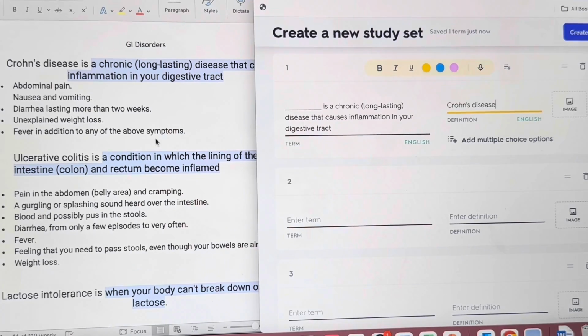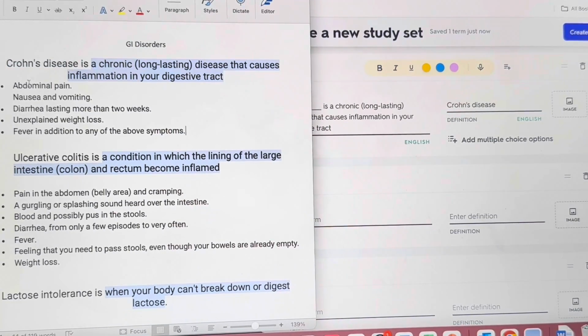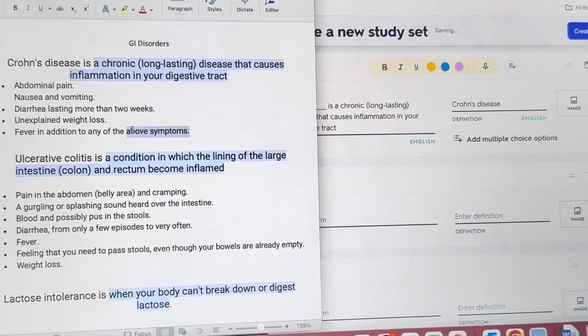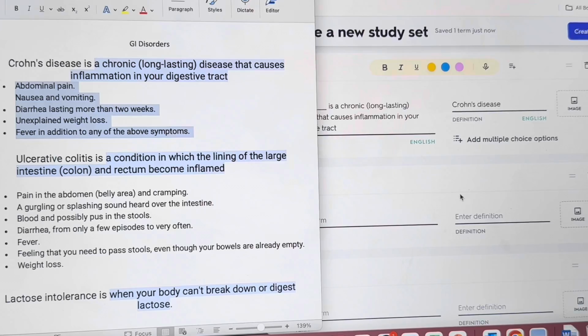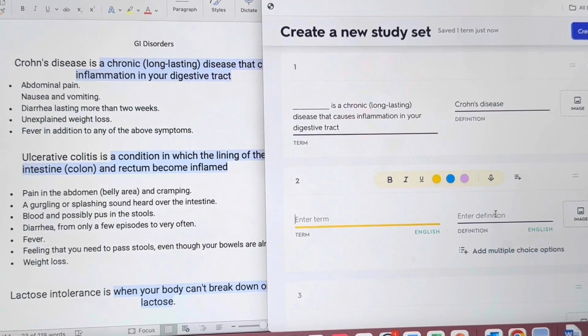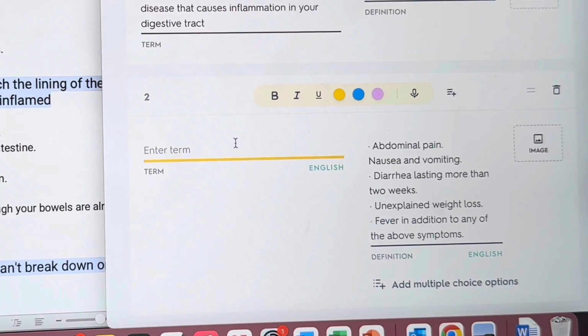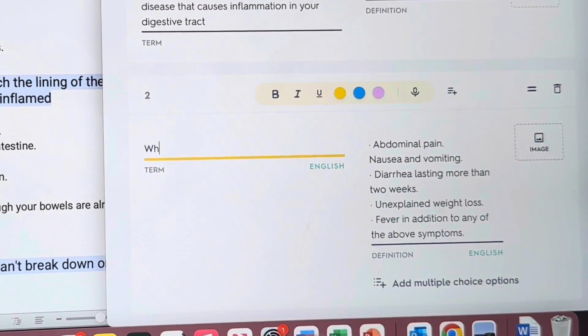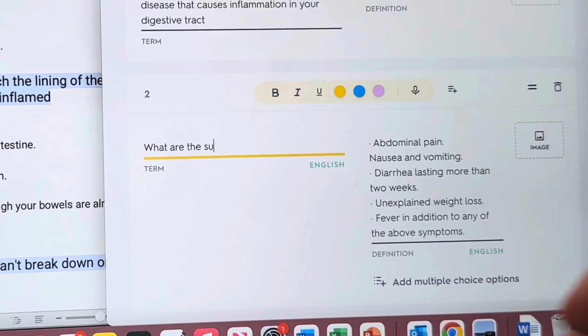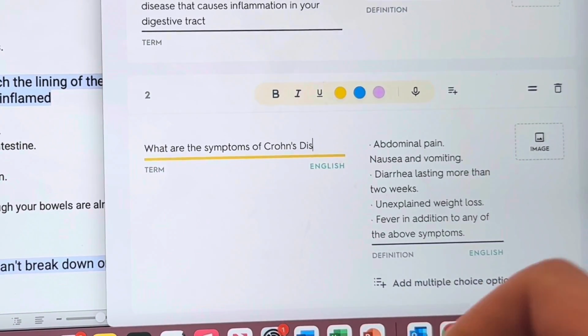And so I'll show you another example with the symptoms. So now I have symptoms of Crohn's disease. Say these are my notes. I will copy all of the symptoms from my notes, and I'll usually put the symptoms on the definition side, and I'll just make another question out of it again. So for the question, I'll usually write, what are the symptoms of Crohn's disease?